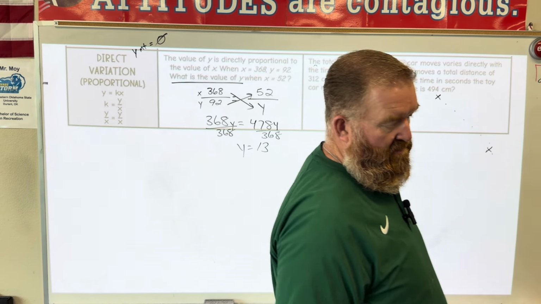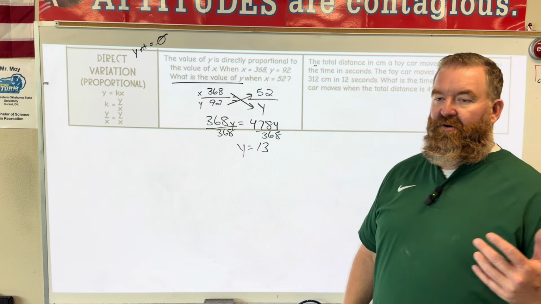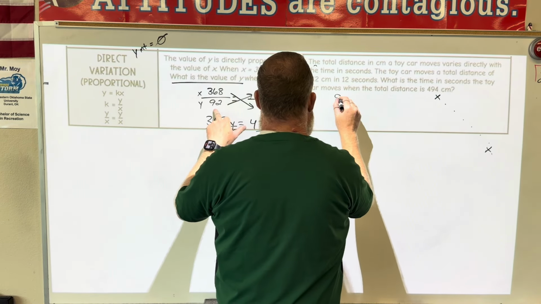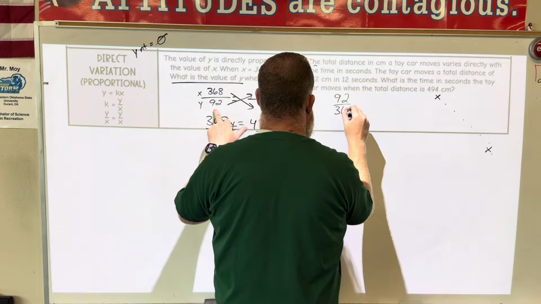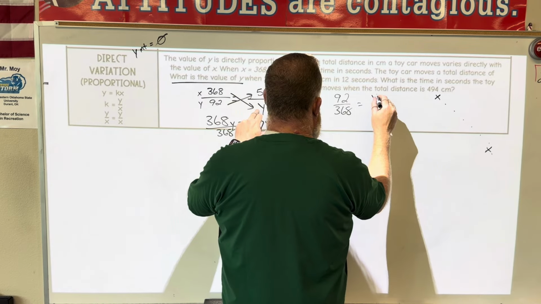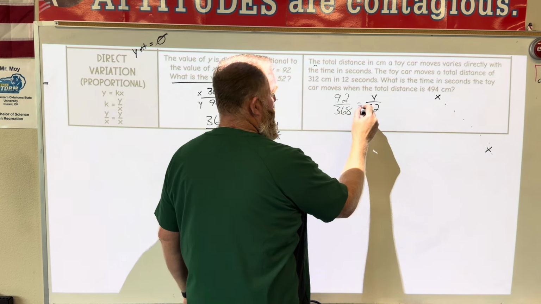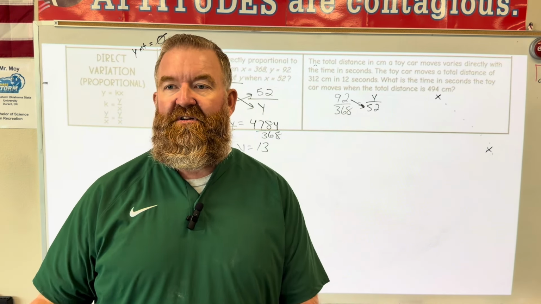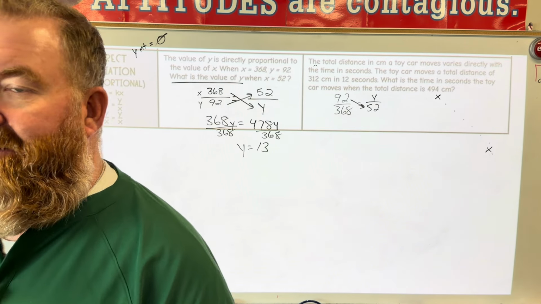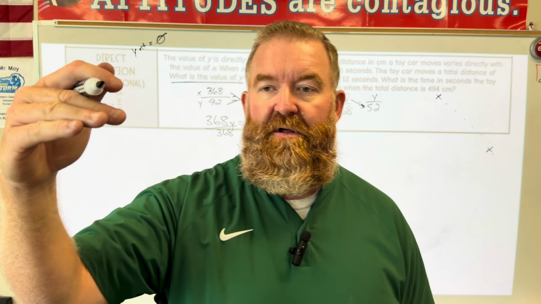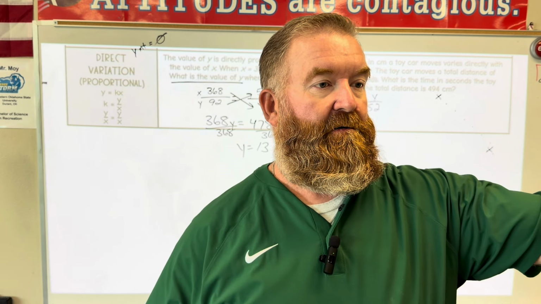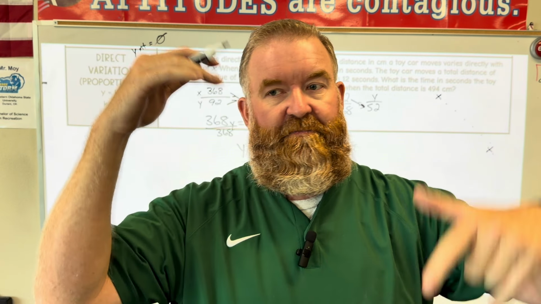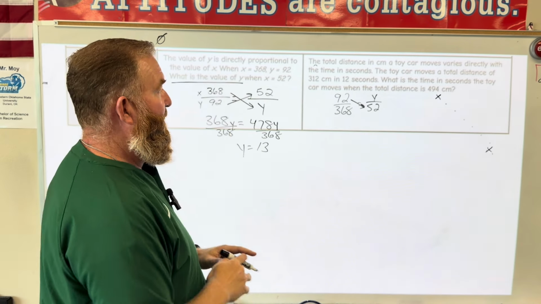Simple. y is 13. If I flipped it around the other way, let me show you this. You don't have to rewrite it, but let me show you. What if I put the y on top? 92 over 368. And then I'm looking for y over 52. I'm still multiplying 92 times 52, and I'm going to divide by 368. So it doesn't matter which one goes on top, as long as your proportion is set up correct. If your x is on top, your x needs to be on top over here. Everybody understand that? Make sure your x and x, your y and your y, you don't flip them. Do not do that. That will mess it up.